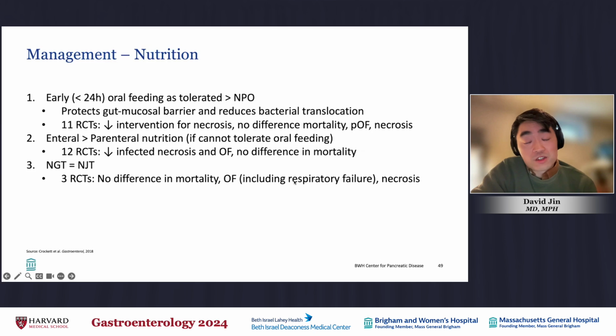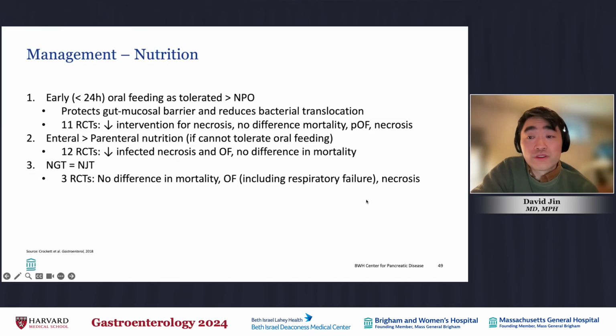Of course, there are some patients who cannot tolerate oral feeding for a prolonged period of time for a variety of reasons. And if they need supplemental nutrition, then enteral feeding is clearly better than parenteral nutrition. There have been 12 RCTs looking at this, which have shown enteral feeding decreases the risk of infected necrosis, decreases rates of organ failure, without any difference in mortality.